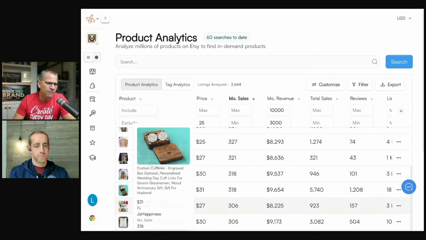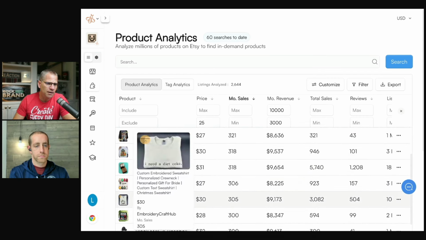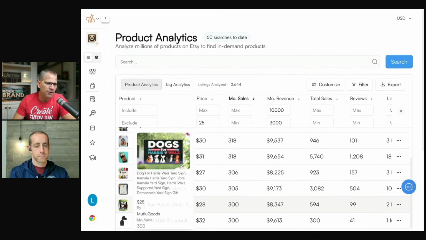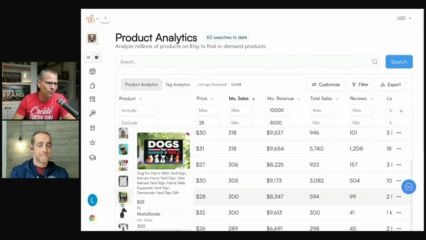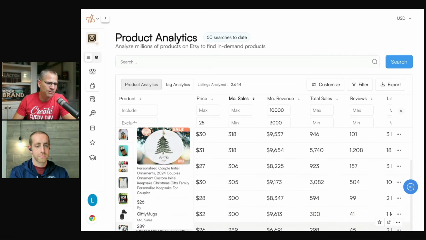And then we have again another mock-up shop. And then we have here custom embroidery. That's probably not going to do well now, but it probably did well in the past because it's kind of over with. We have again the MAGA, right? That's probably not going to do as well now as it did before.